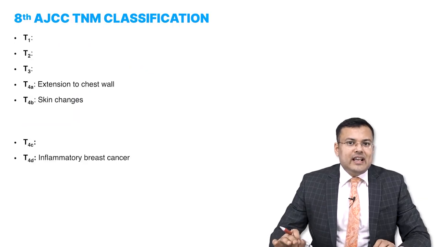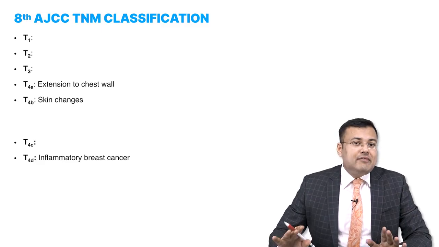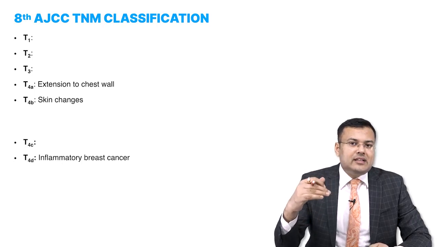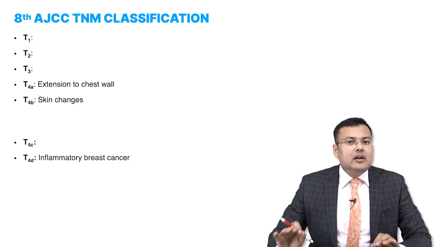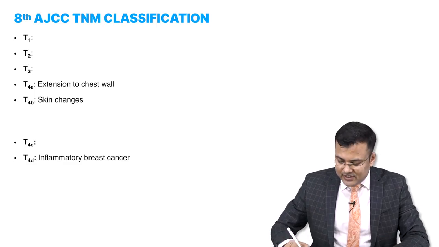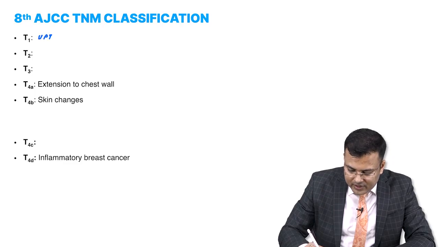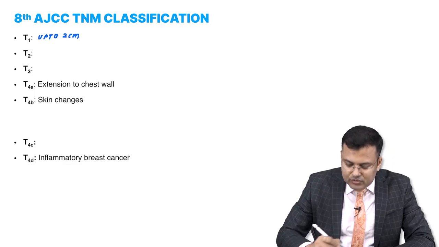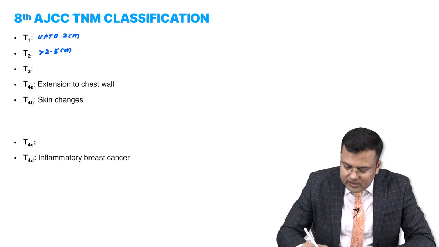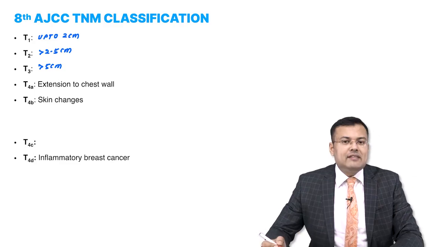Now we are going to discuss the 8th AJCC TNM classification, and almost every year in each and every exam you will find minimum one question related to the 8th AJCC TNM classification of breast cancer. This is the most important staging you have to remember. So see the staging. First, T staging. What is T1? Size of tumor up to 2 centimeter. T2, when the size is more than 2 to 5 centimeter. T3, when the size is more than 5 centimeter.